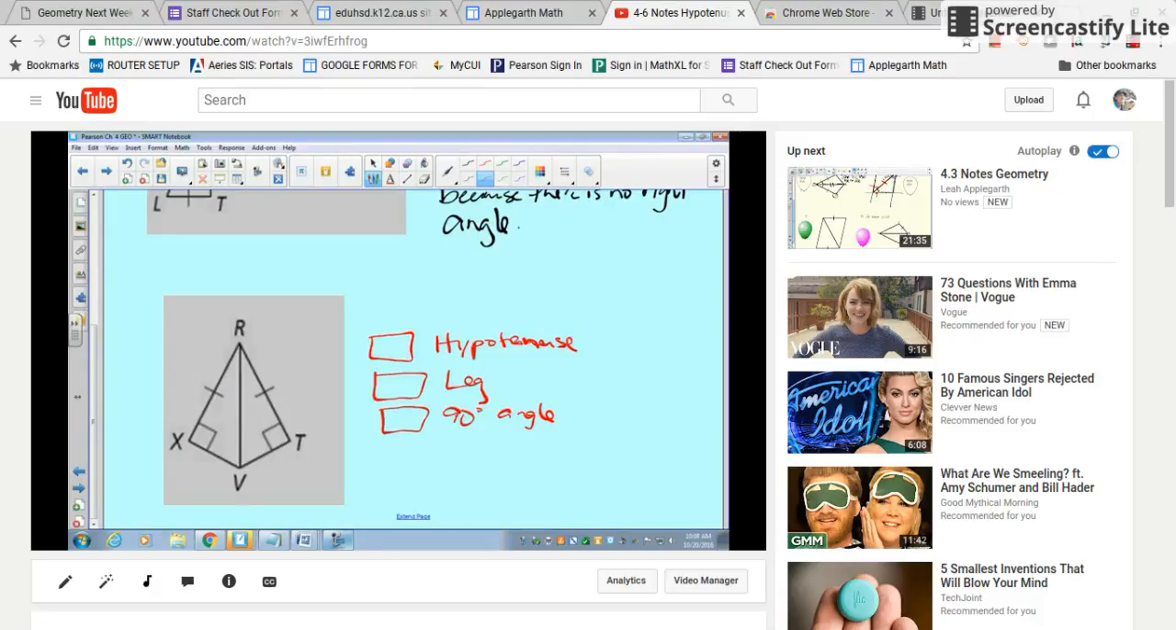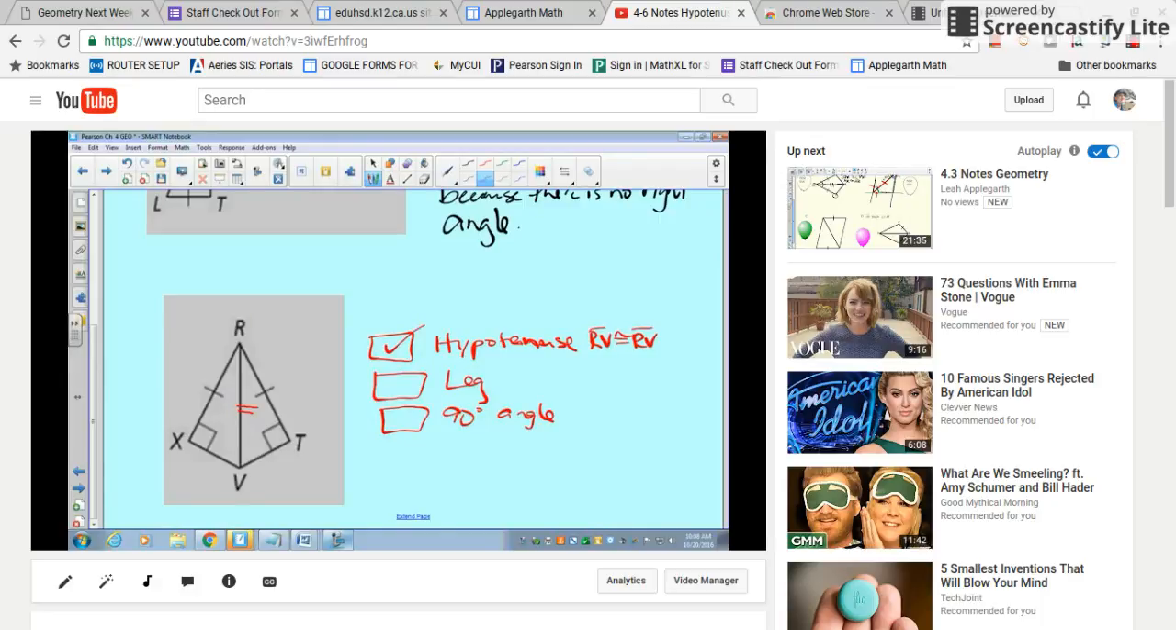That's RV. And RV is congruent to RV by the reflexive theorem. So we know that RV is congruent to RV. So let's go ahead and write that down here. By the reflexive property, check.